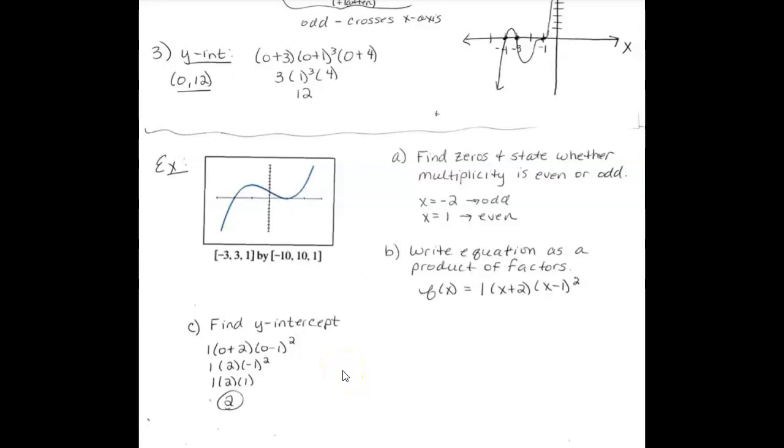And then part C says find the y-intercept. So you should be able to, if this is correct, plug in 0 into here and solve, or sometimes you can tell by looking at the graph, it looks like it's crossing the y-axis at 2. If I plug 0 into my equation, I get 1 times 2, and then this would be negative 1 squared. So 1 times 2 times 1, 2. So that verifies that that is correct.